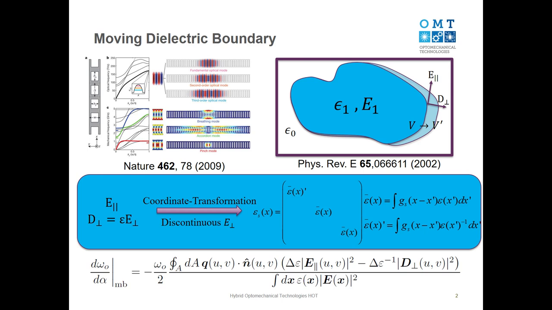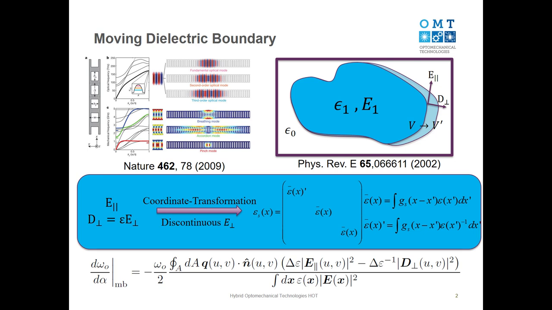So if you put in the numbers, you can directly calculate the optomechanical coupling due to the moving boundary, and you can clearly see that it has two different contributions. One is the electric field parallel to the interface, and the other is the displacement field normal to the interface. In this sense, we can directly calculate the optomechanical coupling due to the moving boundary.